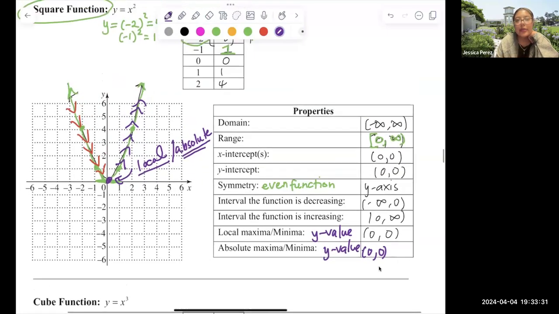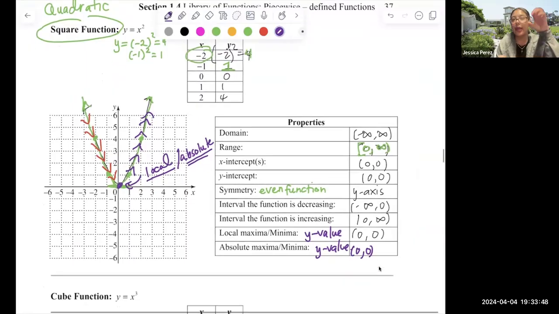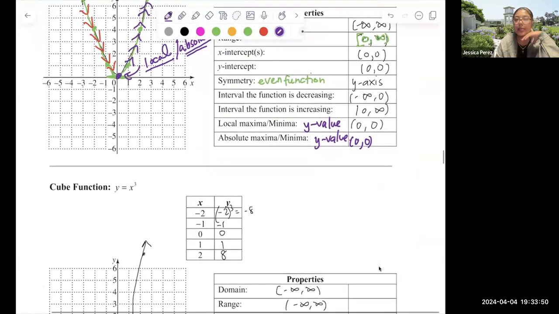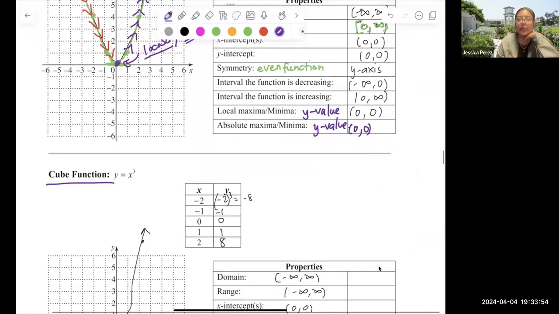Any questions on this one? The quadratic function? So this is just to talk about and to be familiarized with the functions that we're going to be studying across the semester. So we have a linear function, which is y equal x. Then we have a quadratic function, which is y equal x squared. And then we look at the properties. And then look at this one. We have the cubic function, y equal x cubed.